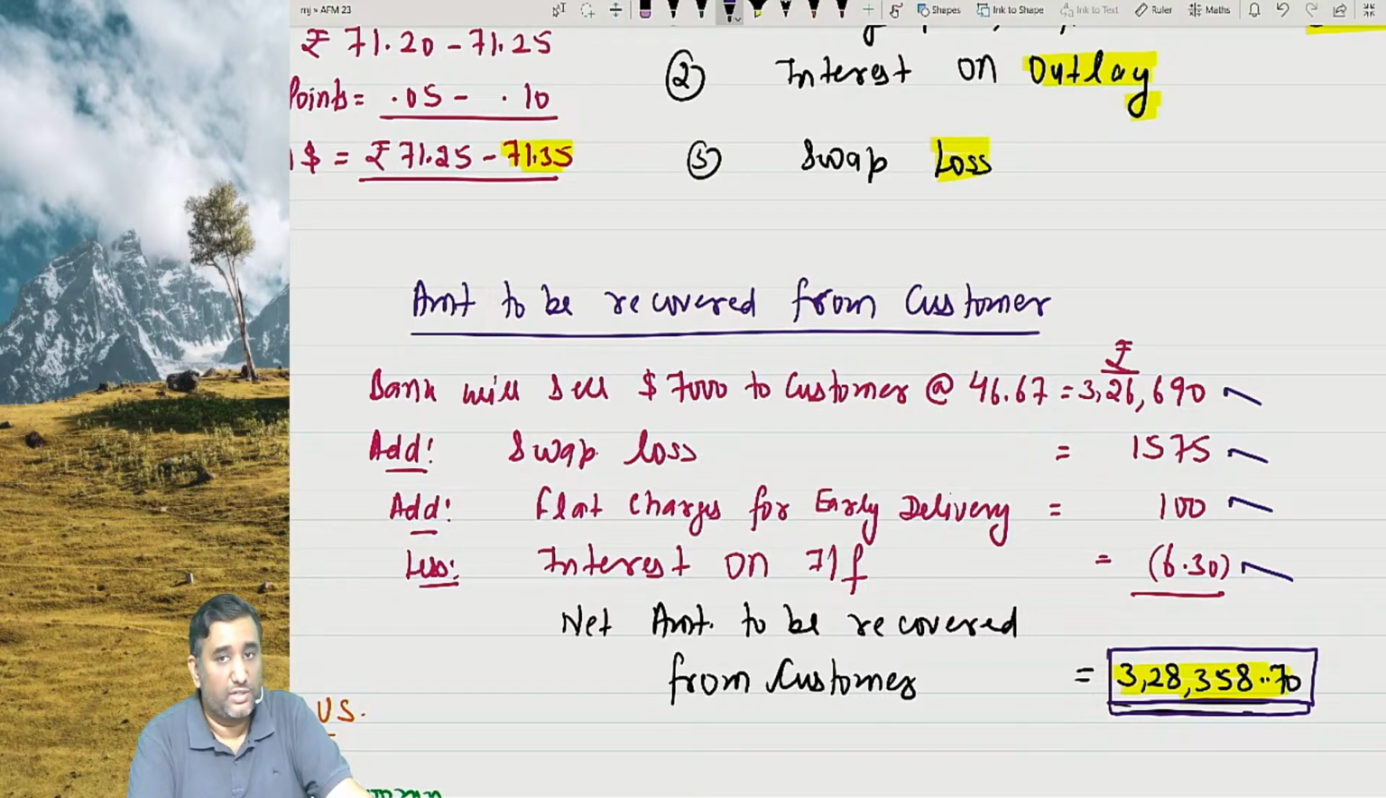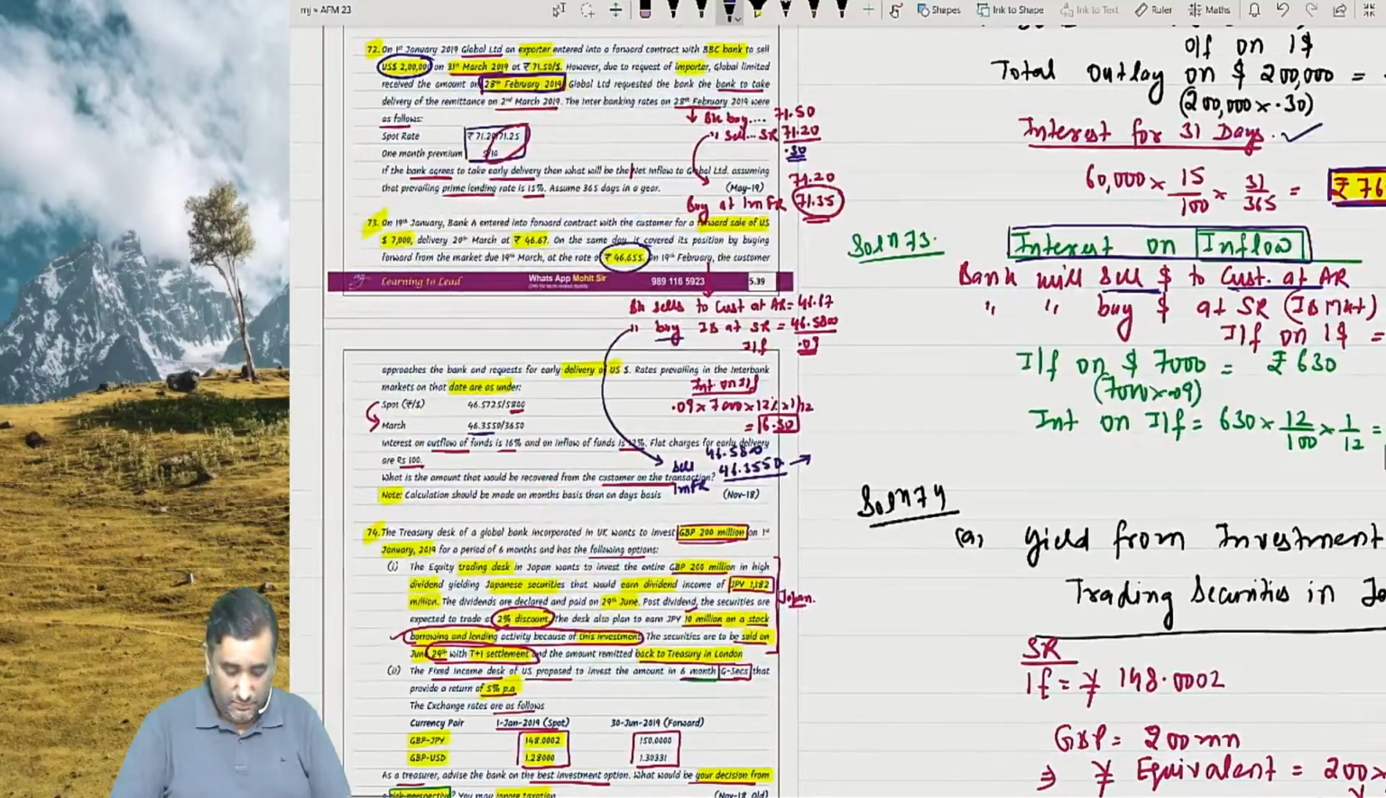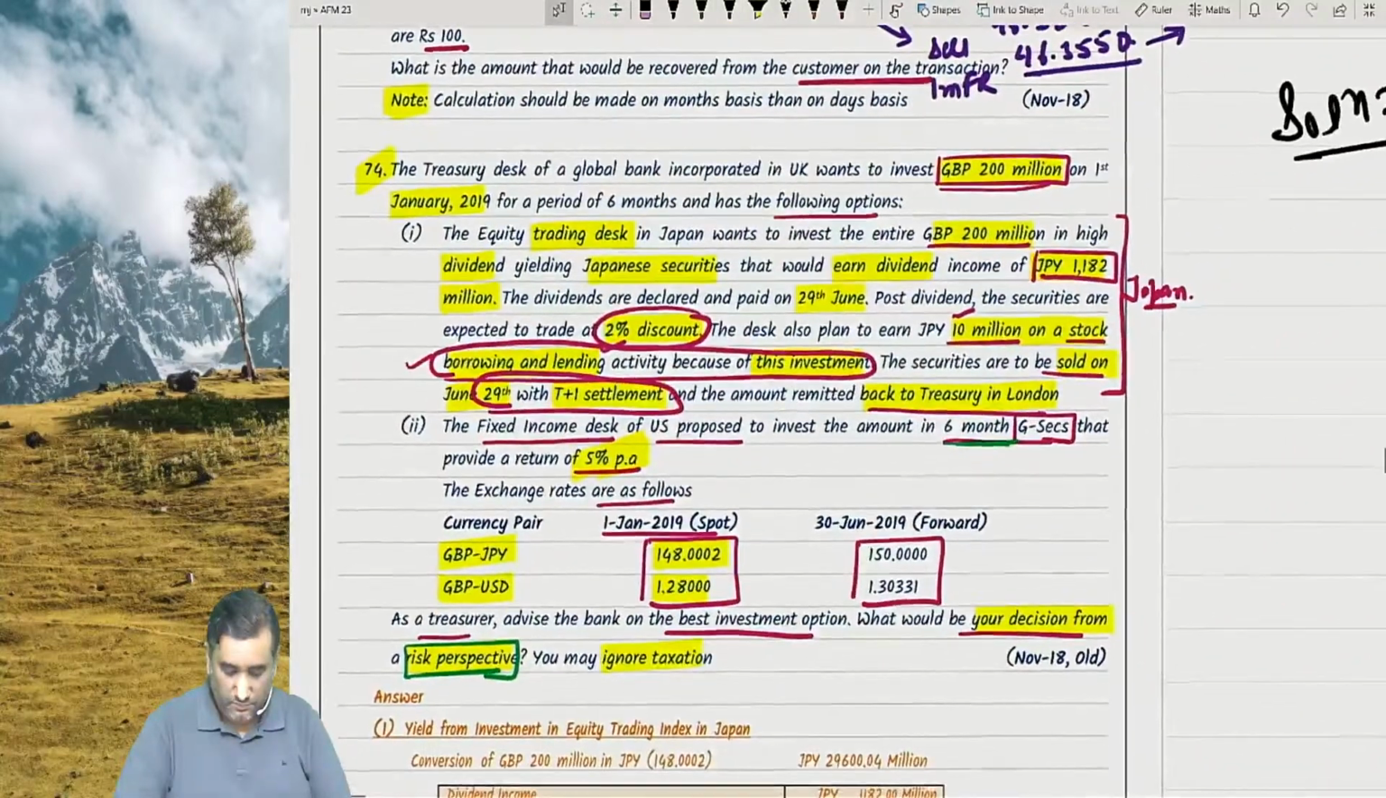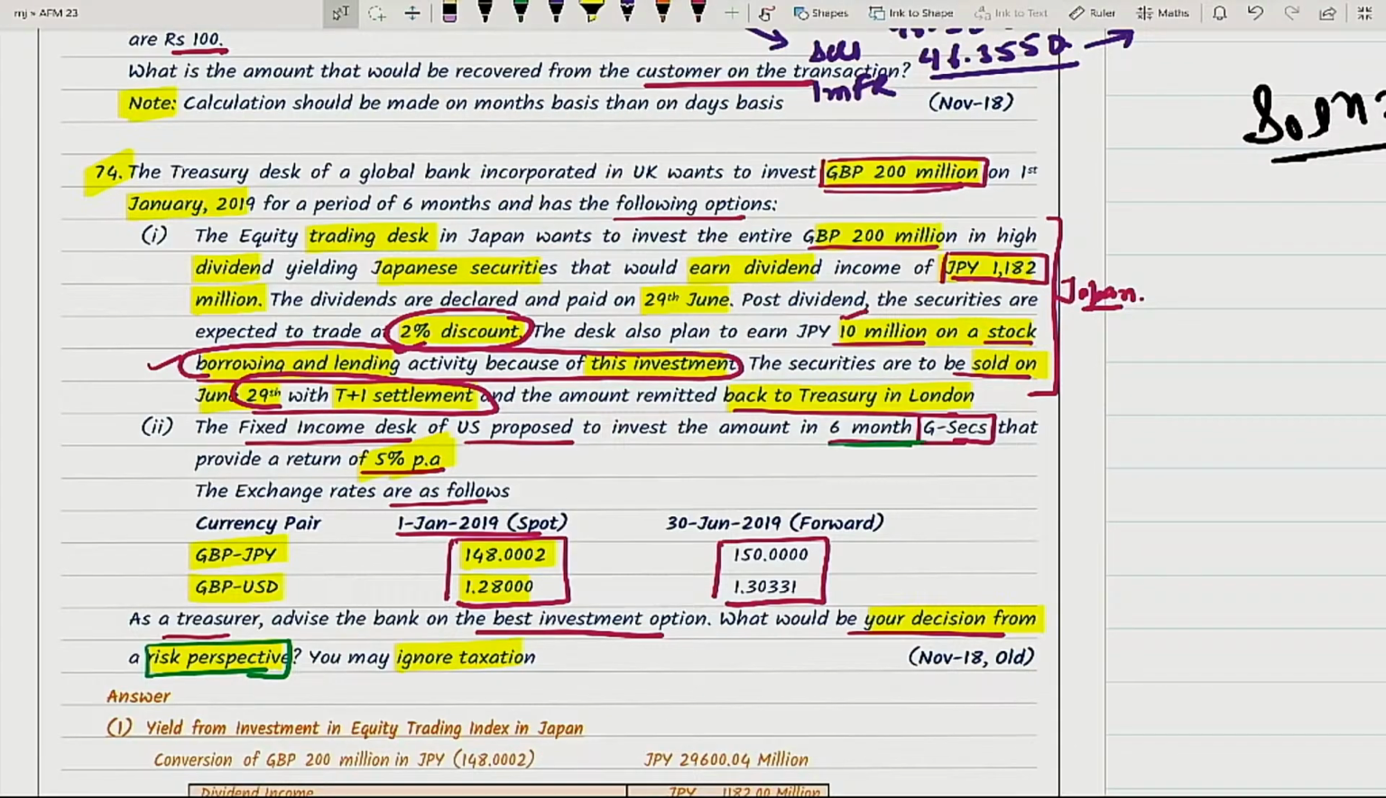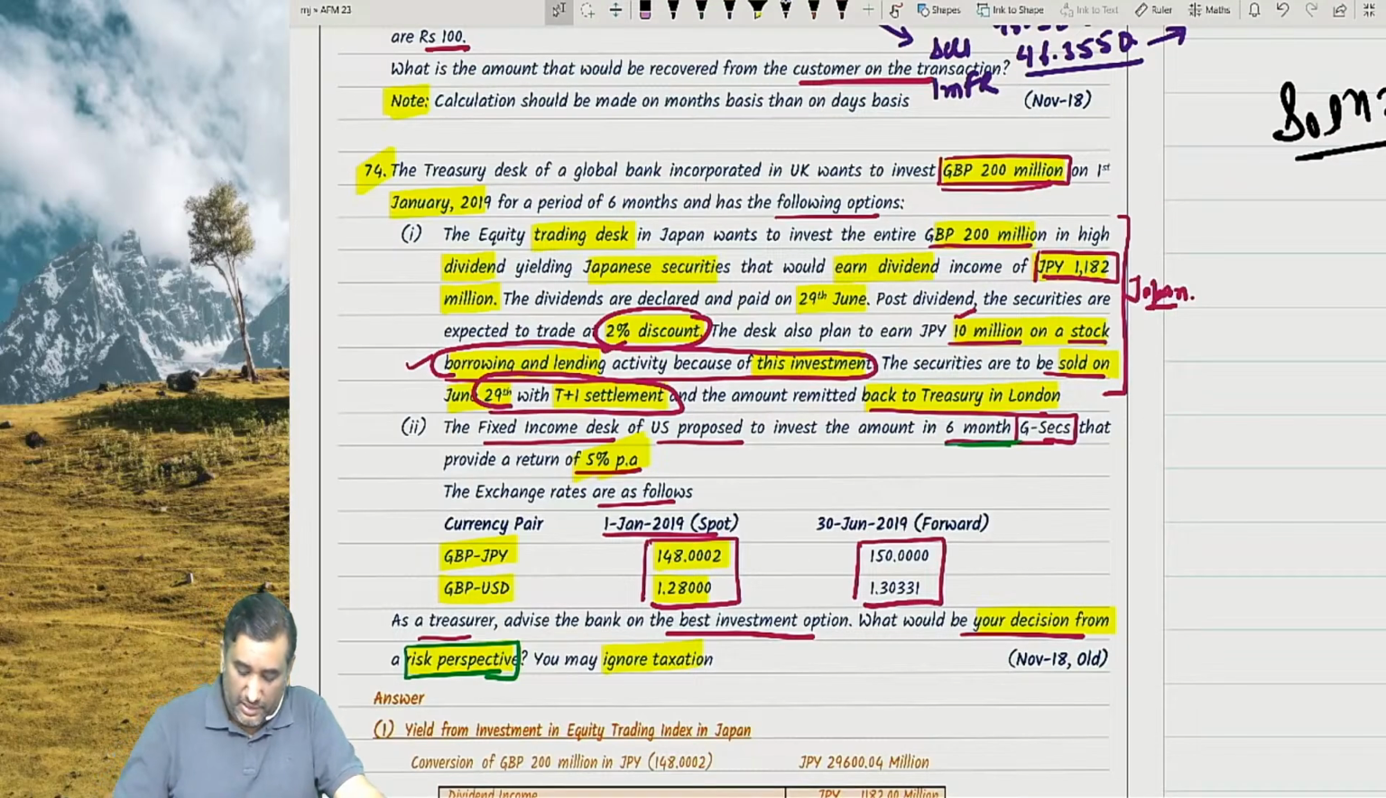Let's go to the 74th. 74th is not tough if you read it from here. The only problem is how to read the quotation. Sometimes you'll have quotations in which you will have GBP yen. It's basically 1 GBP is equal to yen 148, because 1 yen cannot be equal to 148 GBP.